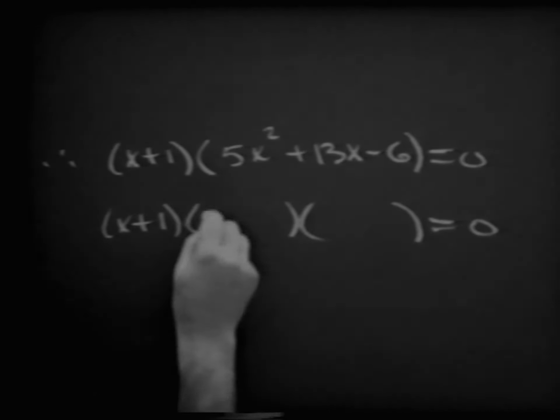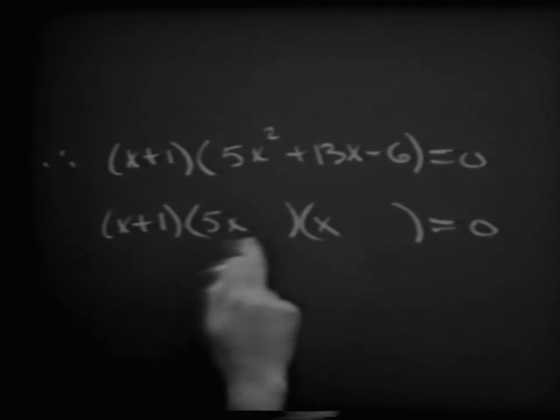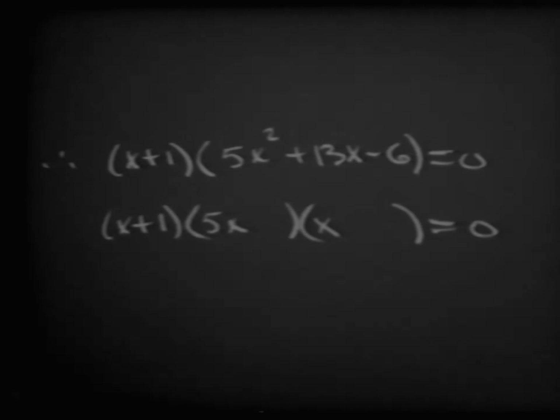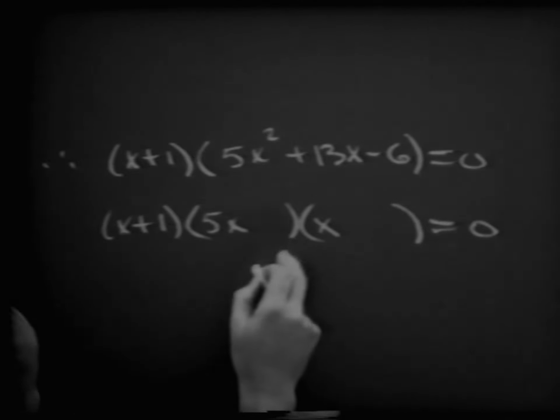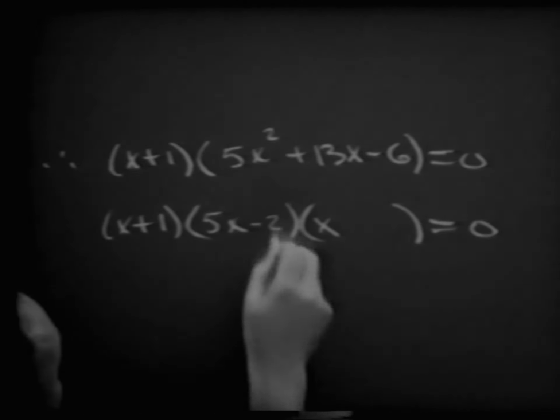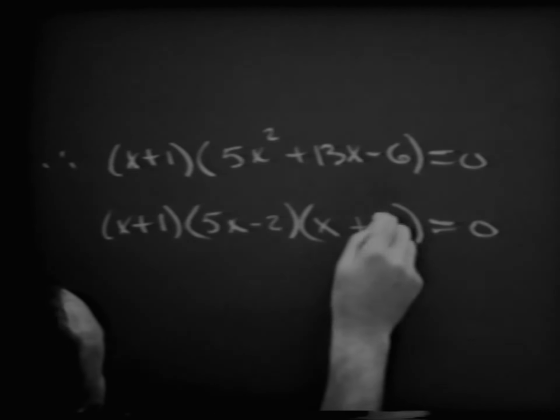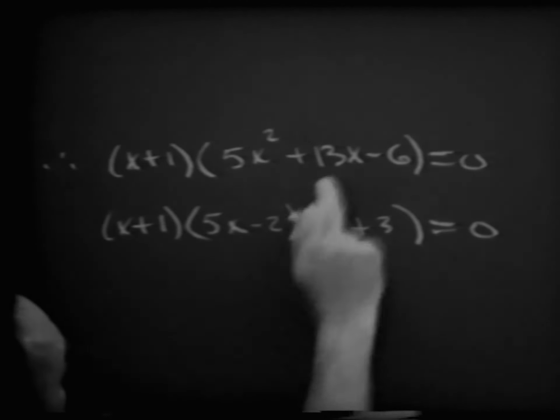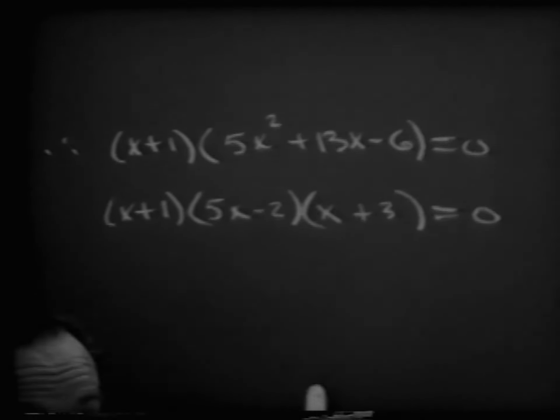And you say, well, the only possibility is 5x times x is a 5x squared. And let's see, does anyone see anything, Peter? 5x minus 2 times an x plus 3. There's a 15x minus 2x is a plus 13x and a minus 6. Does everyone agree with that?